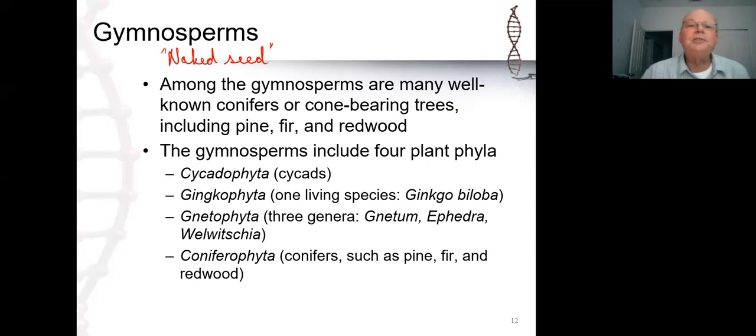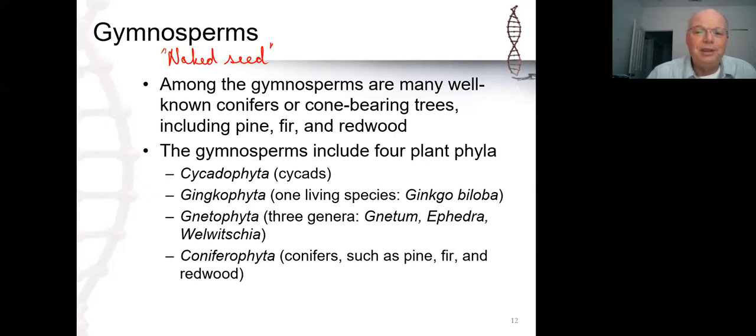So the four clades that are found within the gymnosperm, or the four phyla that are contained within the gymnosperm clade, are the cycadophyta, the cycads. These are tropical or semi-tropical in most cases. They have a relatively worldwide distribution.